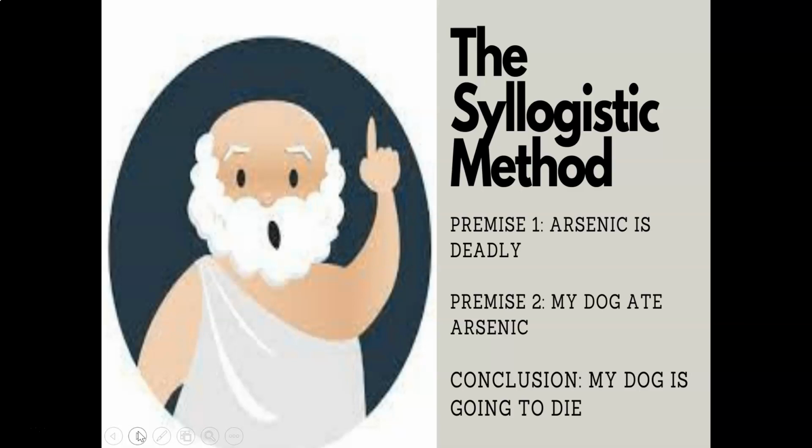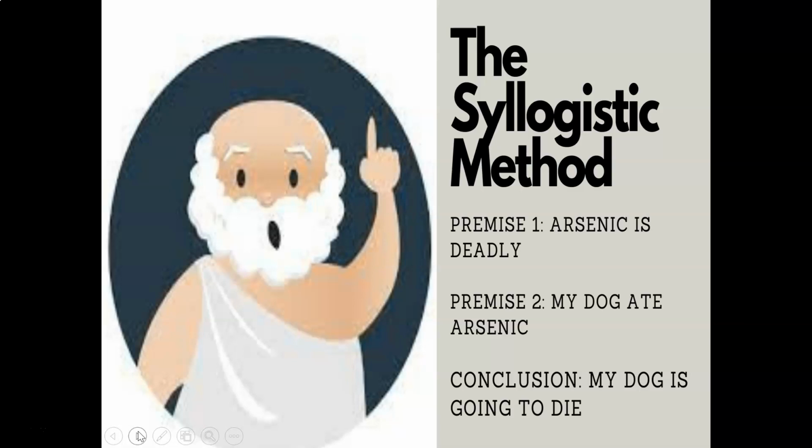So if I were to say to you, premise 1, arsenic is deadly. Premise 2, my dog ate arsenic. Conclusion, my dog is going to die. We'd all nod our head and say, yeah, that's logical. It's cogent. That was one of the words Aristotle used, cogency, right? To be mathematical, locked in, like really bulletproof, logical.